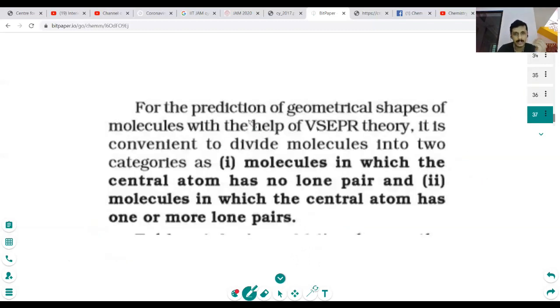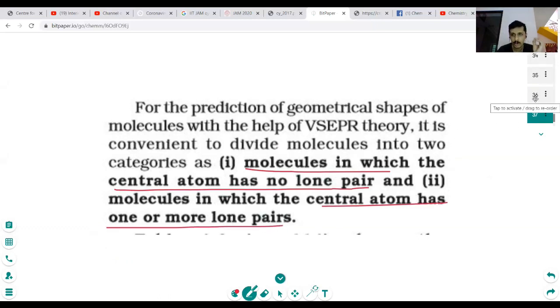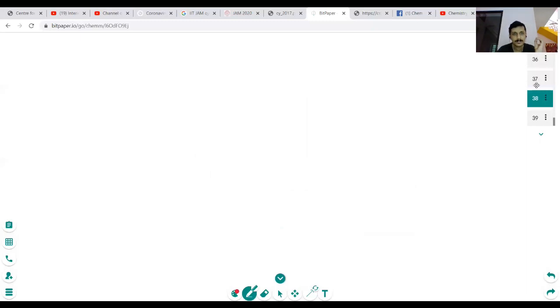First, let's see that the interaction can happen in two ways. Molecules can have a lone pair and bond pair, or a molecule may just have bond pairs. There will be two scenarios: molecules in which the central atom has no lone pair, and molecules in which the central atom has one or more lone pairs. First, let's see the case where no lone pair is present. There are only bond pairs, then how will the structure be?